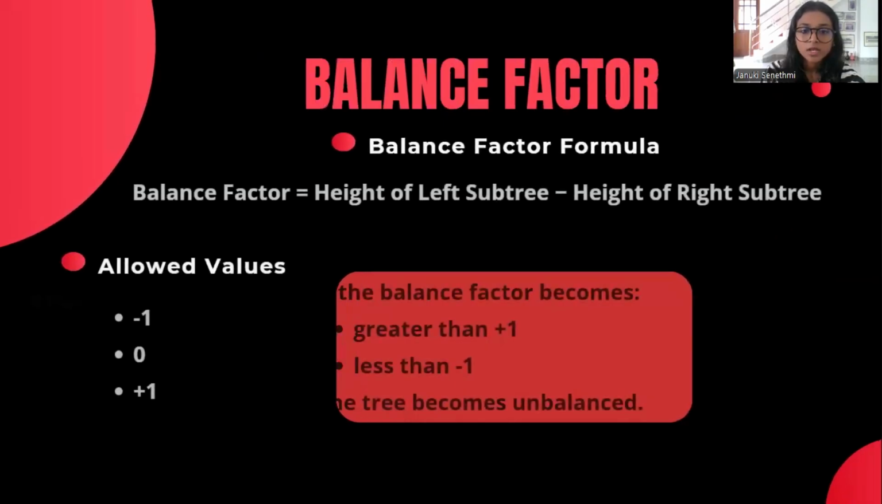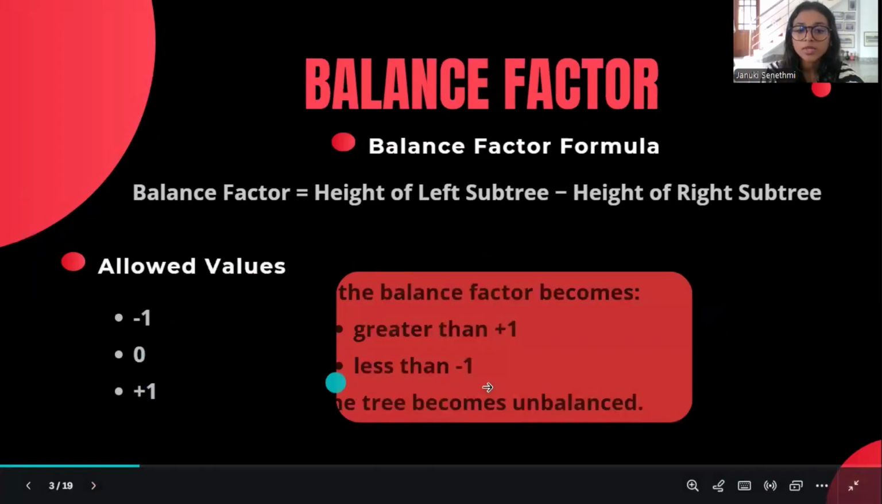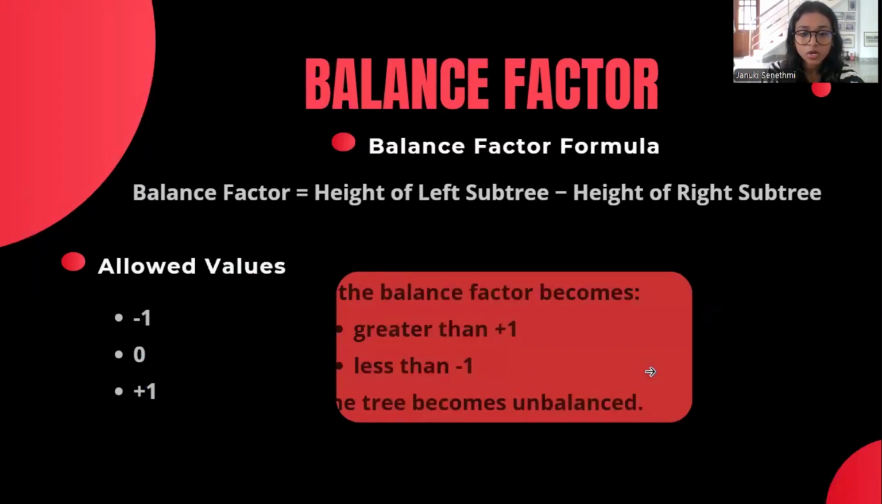Balance factor. To check whether a node is balanced, AVL trees use something called the balance factor. The balance factor is calculated as the height of the left subtree minus the height of the right subtree. The allowed values are -1, 0, and +1. If the value becomes less than -1 or greater than +1, the tree becomes unbalanced and rotations are needed.